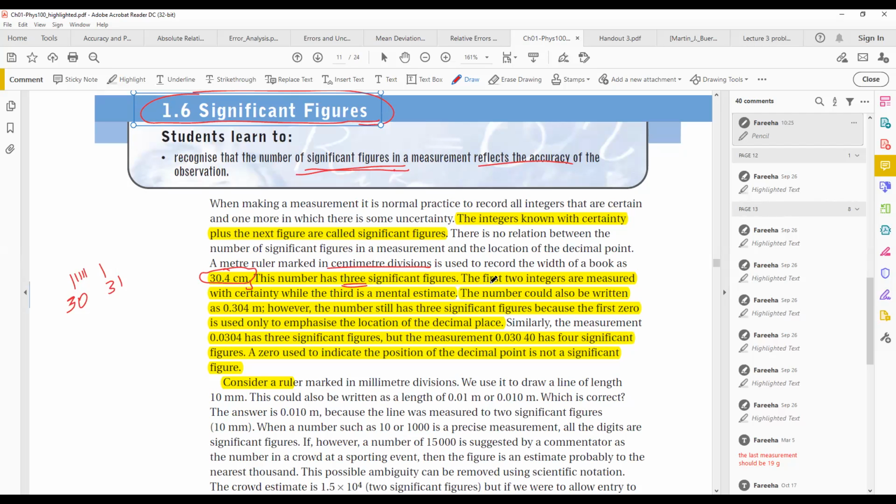In this case, we have taken the first two integers because we are sure about them. So this is with certainty. And the third one was an estimate. So the number 0.4 is an estimate. So the first two are certain digits and the third is an estimate, and the total number of significant figures in this example is 3, in 30.4. If for example we wrote this in the SI system, then we would write this as 0.304 meters. So how many centimeters are there in a meter?